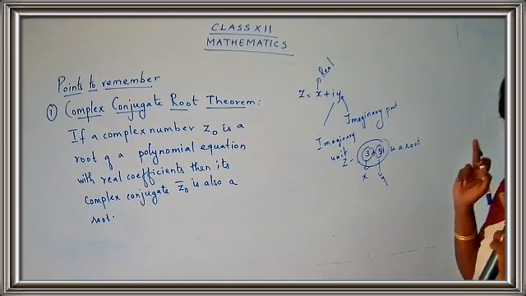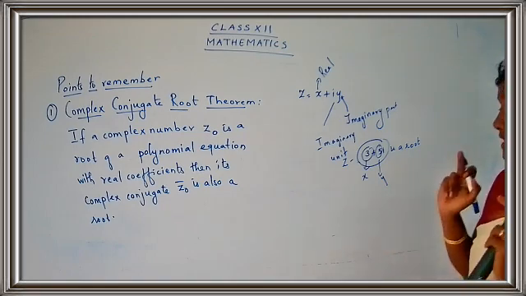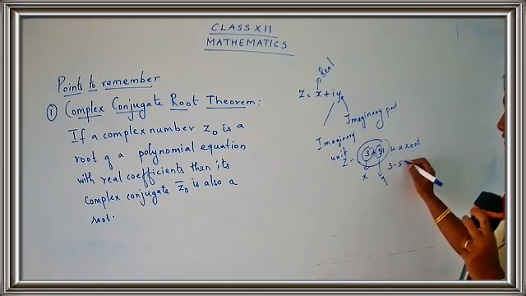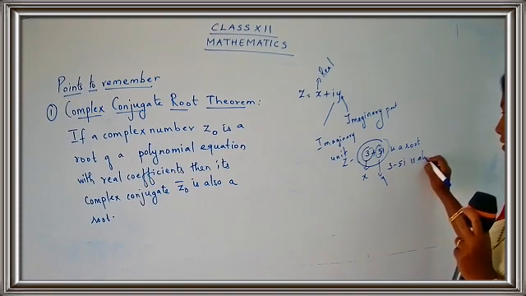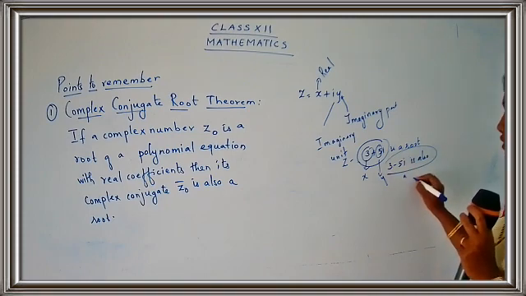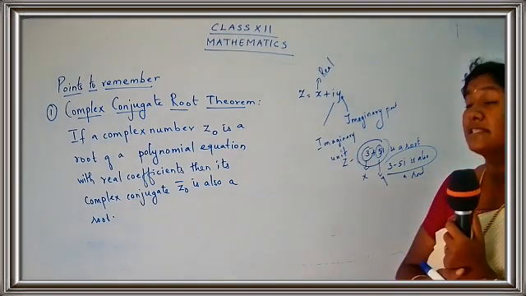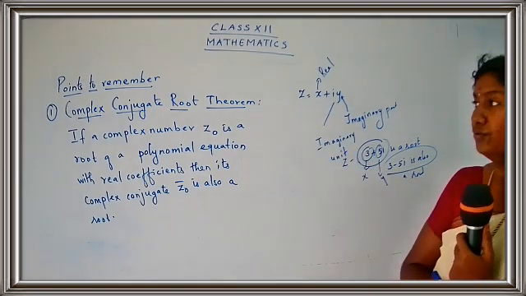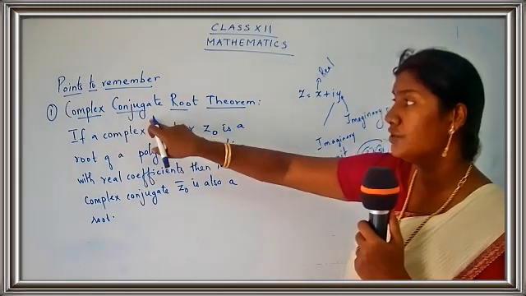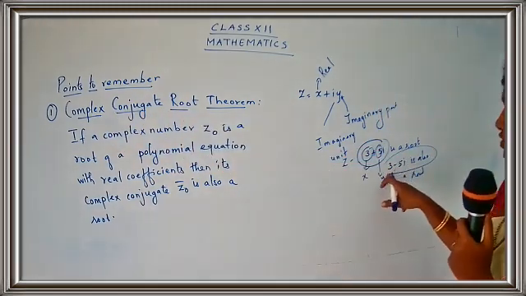So once you know this, what can you write? You can say that 3 minus 5i is also a root. How do you get this point? You get this point from the theorem. What is that theorem? It's the complex conjugate root theorem. What is the meaning of conjugation?